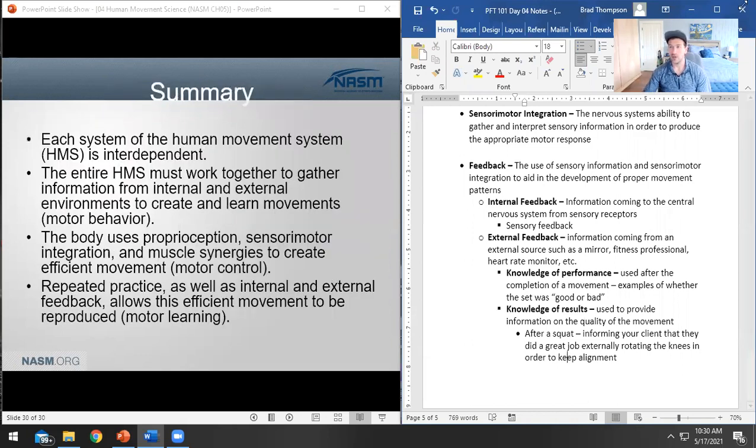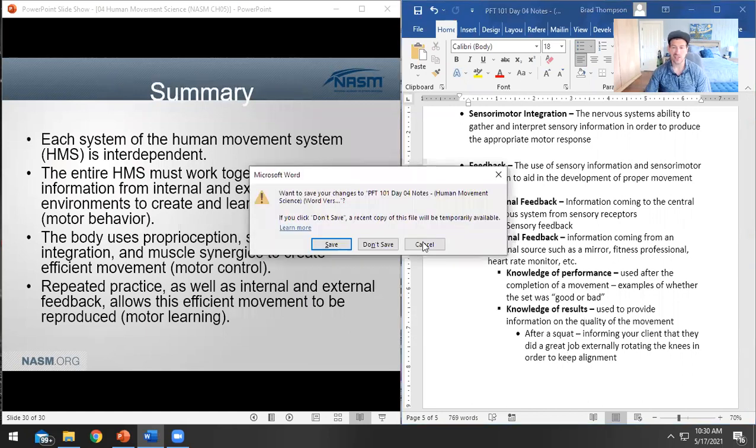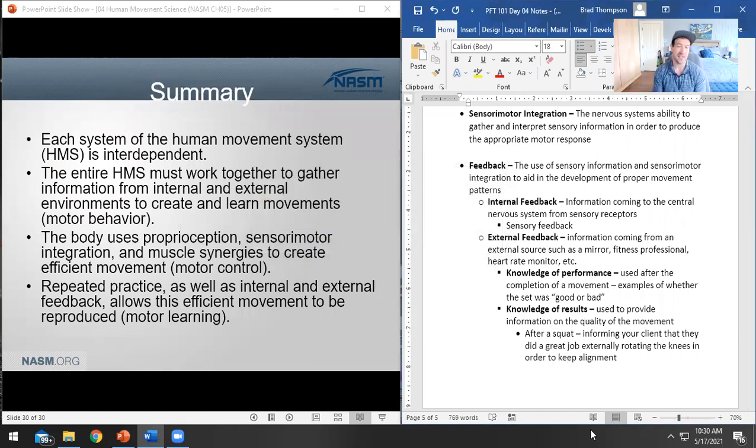All right, guys, let's summarize it up. Each system in the human movement system is interdependent. They all obviously work together. They're gathering information, they're interpreting that information, and then they are executing responses. That's your motor behavior. Your body is going to use proprioception, its understanding of where it is in space, along with sensorimotor integration, where it takes that proprioception and says, okay, this is what I want to do. And then it's going to use all that to effectively create human movement.